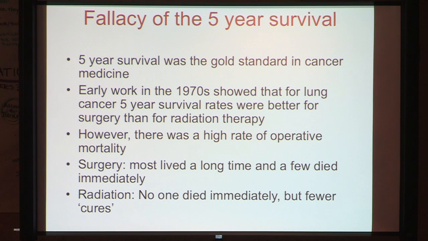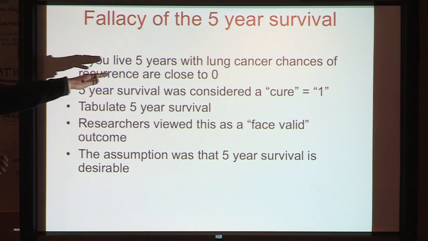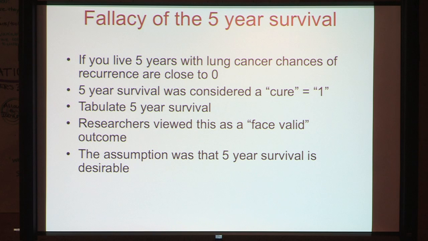So they might live 4 years, 3 years. So you see the point. If you lived 5 years with lung cancer, the chances of recurrence were close to zero, so it's considered a cure. And so physicians thought that this would be a great outcome. It has a lot of face validity. If you live 5 years, we'll tabulate you as a 1. If you live less than 5 years, we'll tabulate you as a 0. And then we'll decide on what treatment we're going to give you based on this.